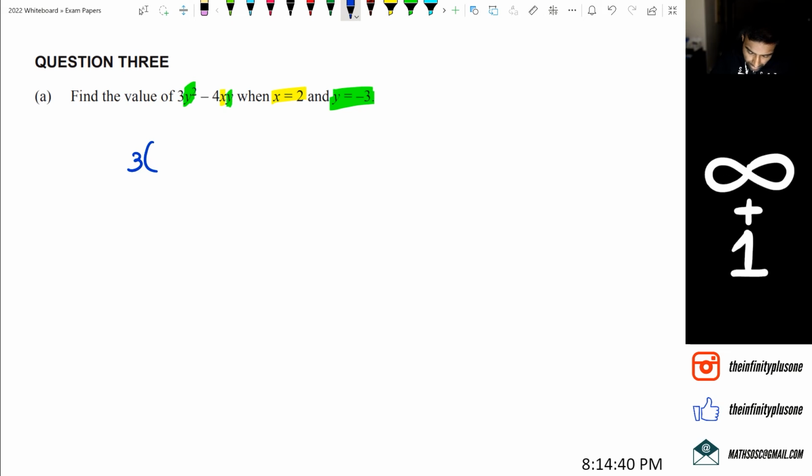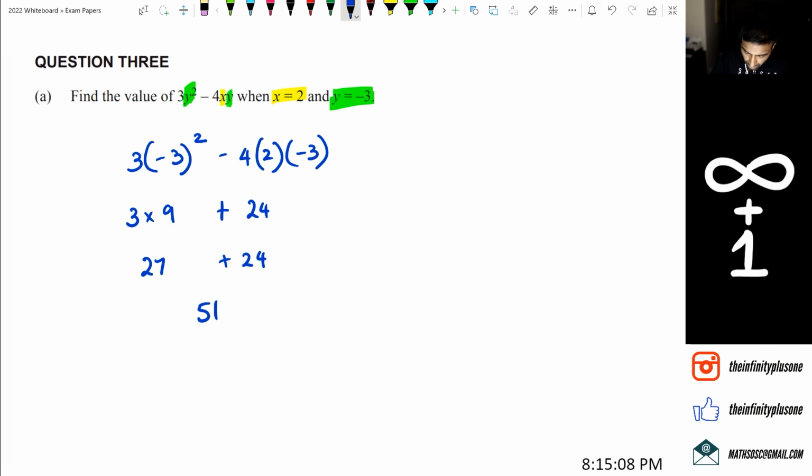It is y squared. So it's actually going to be -3 squared minus 4 times 2 multiplied by -3. -3 squared is +9, so we've actually got 3 times 9. And then here we've got -4 times 2 is -8. -8 times -3 is +24. So we're going to get 27 plus 24, which equals 51.